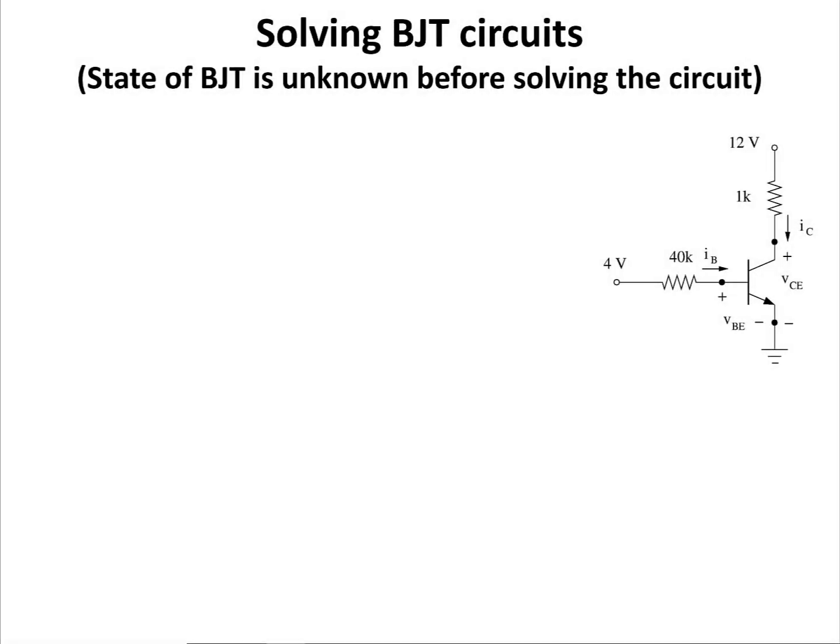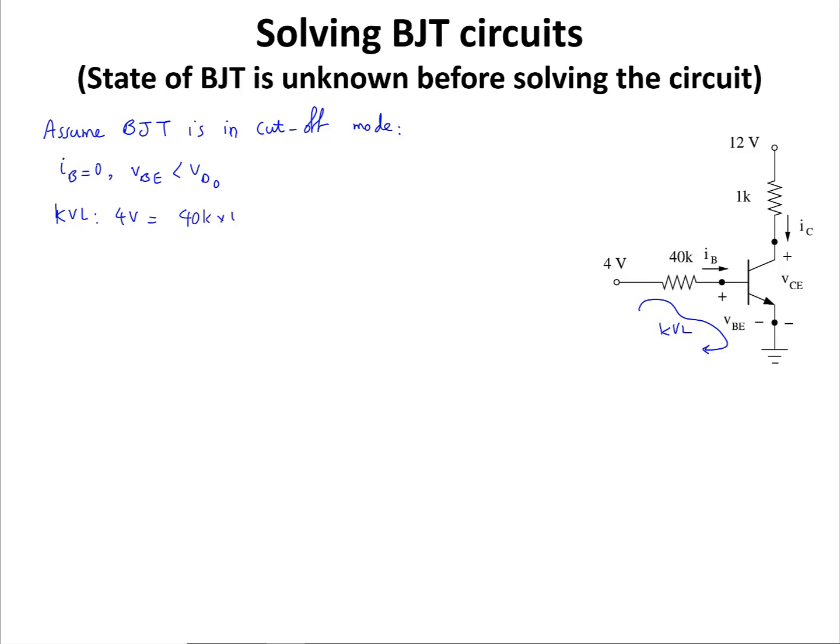Let's solve this problem as a practice and see how we can do this process. To solve this circuit, I'm going to first assume that the BJT is in cutoff mode. This means IB is equal to 0 and VBE is less than VD0. So I'm going to write KVL in this loop. I have KVL as 4 volts equals 40K multiplied by I base plus VBE, and my KVL is complete.